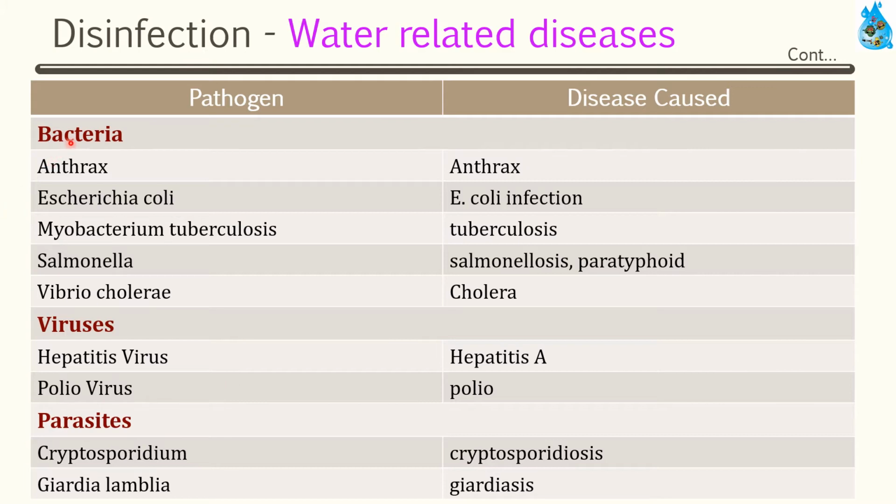This table indicates different pathogens and the corresponding diseases they cause. So you may go through this table. This includes, first, the bacteria, various bacteria and the concerned diseases. These are the viruses. Hepatitis A and polio are the major diseases caused by viruses. And these are the parasites. Parasites means those which are dependent on, or grow on, other food media.